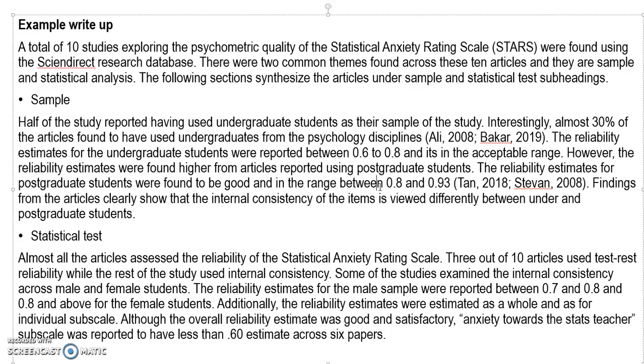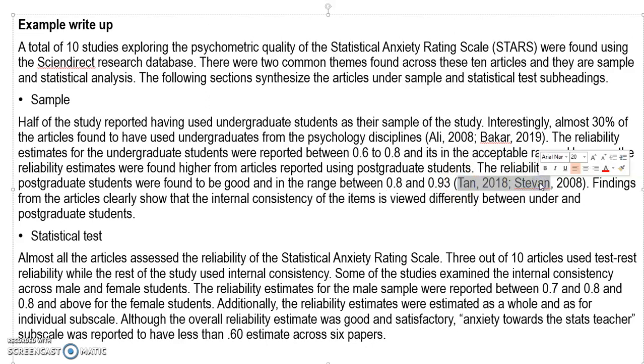And then I'm reporting the reliability values that have been reported. In the undergraduate students it is between 0.6 and 0.8, but for the postgraduate students it was higher. So what are the estimates? It is 0.8 and 0.93. And who are the people reporting this range? They are Tan and Stephen.